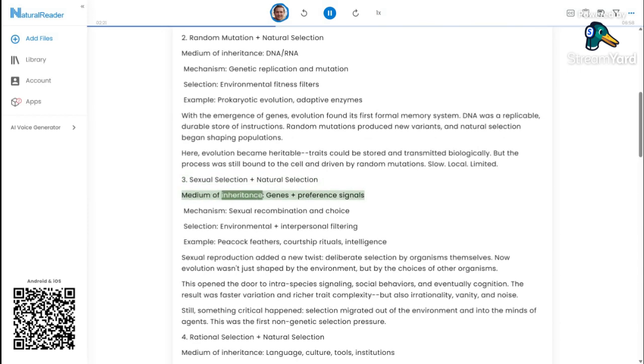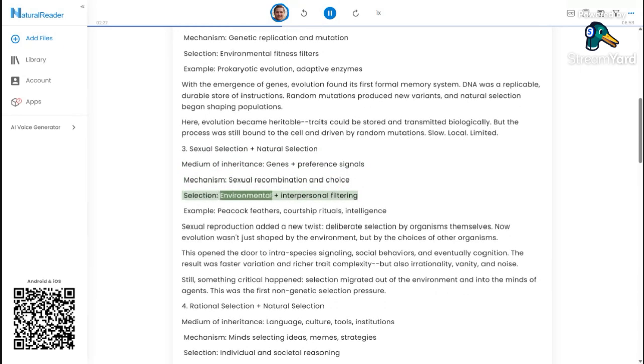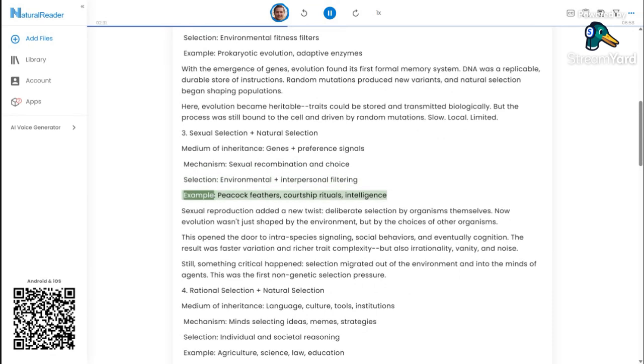3. Sexual selection plus natural selection. Medium of inheritance: genes plus preference signals. Mechanism: sexual recombination and choice. Selection: environmental plus interpersonal filtering. Example: peacock feathers, courtship rituals, intelligence.